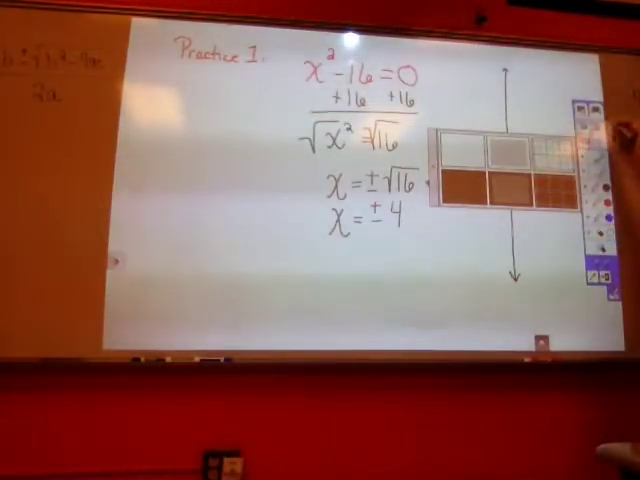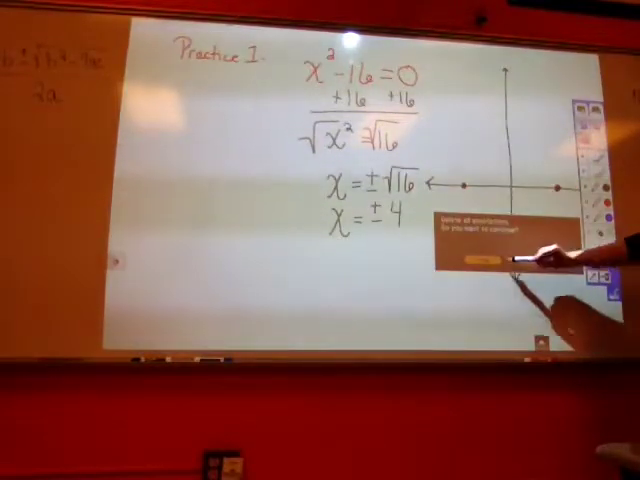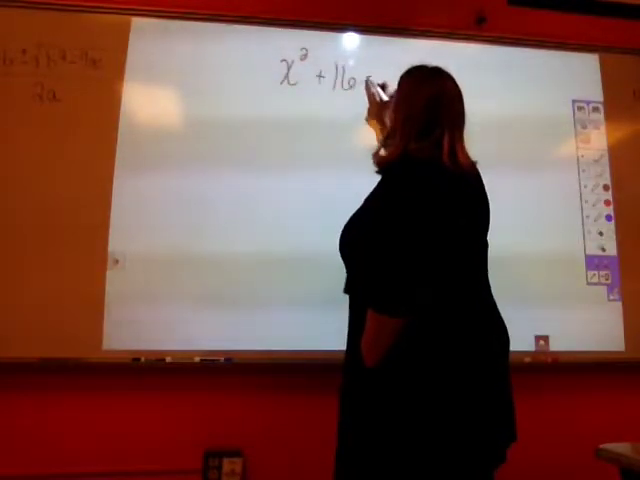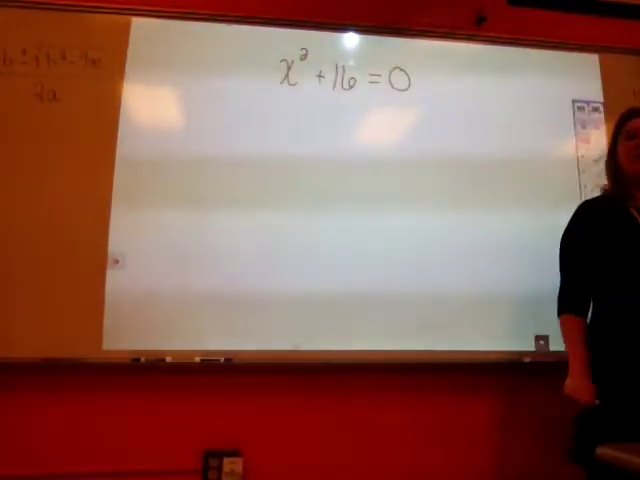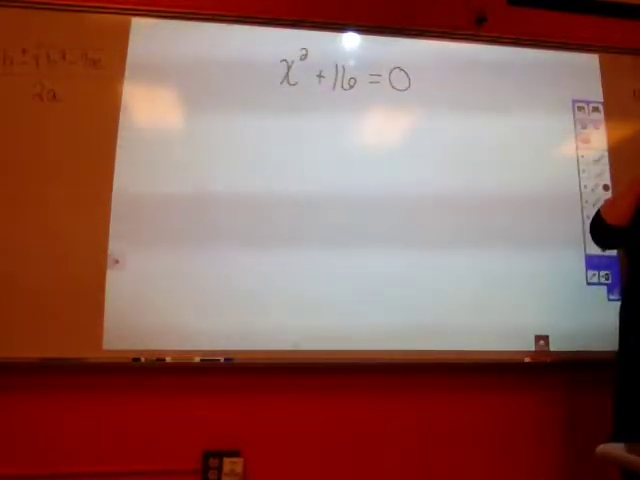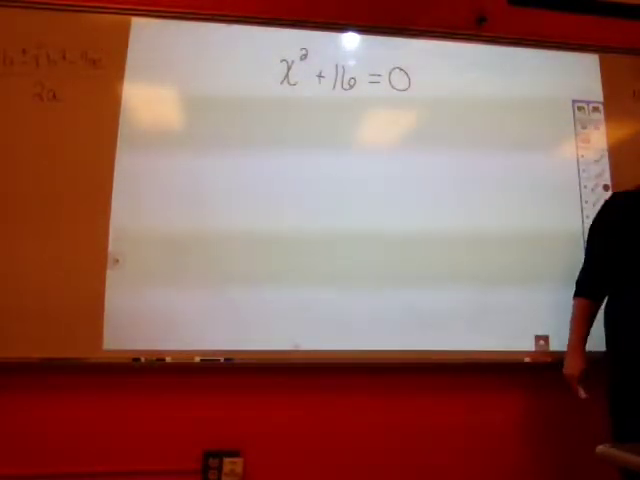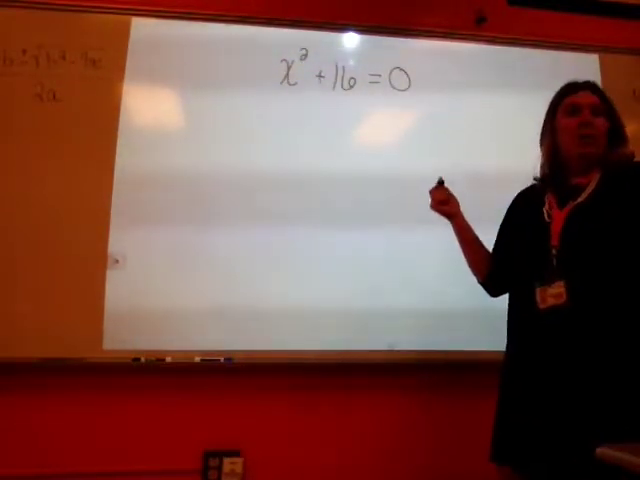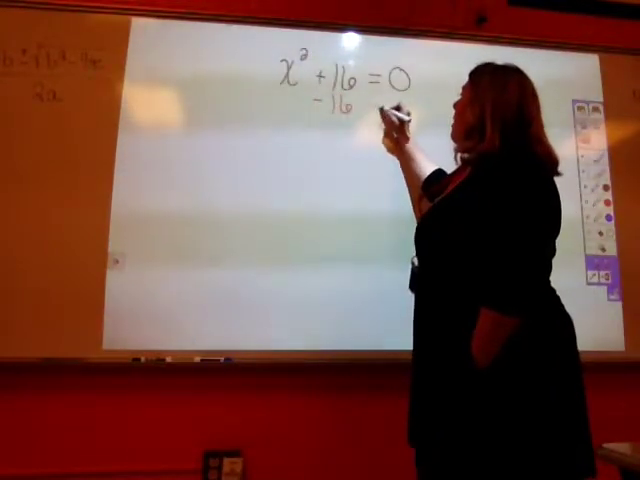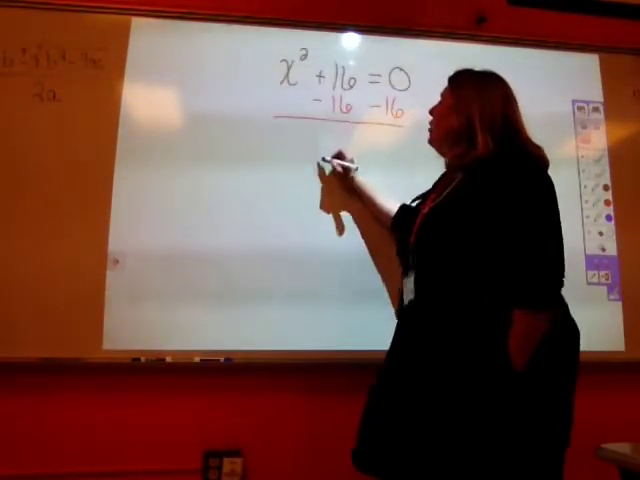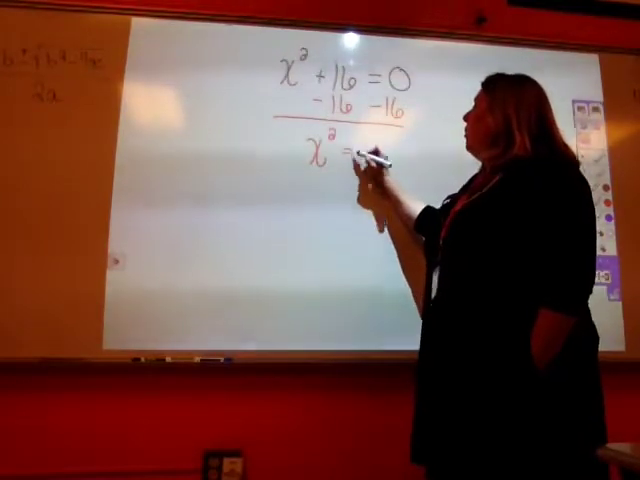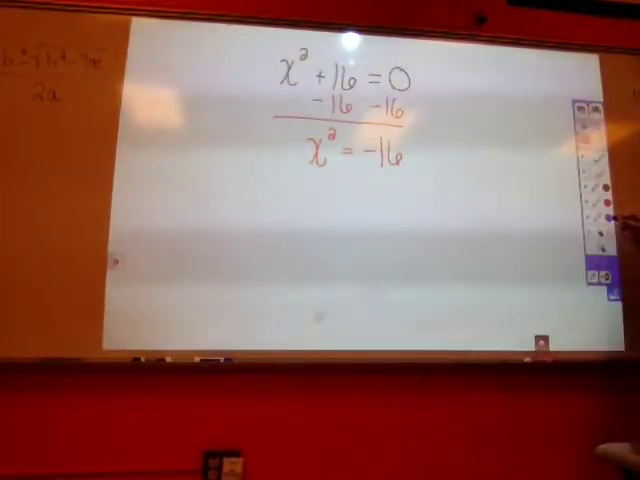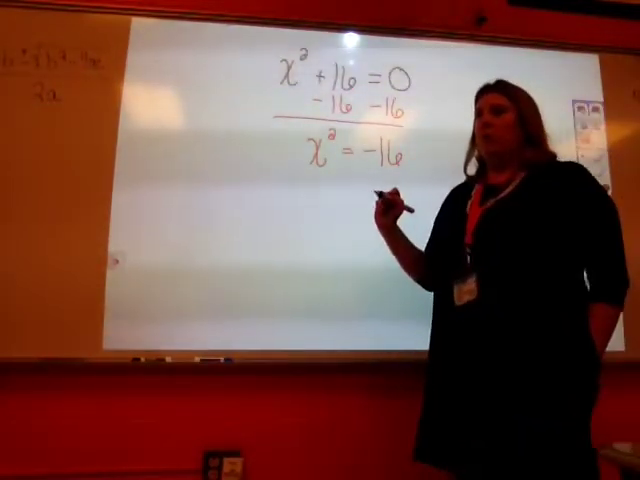Now, quickly, that's not what I meant to do. What happens if it looked like this? What happens if it looked like that? What would I need to do? You would just still do the exact same thing. Well, what do you mean by that? Well, like you would subtract it from. Okay, so I'm going to subtract 16 from both sides. And when I do that, I get x squared is equal to a what? Negative 16.